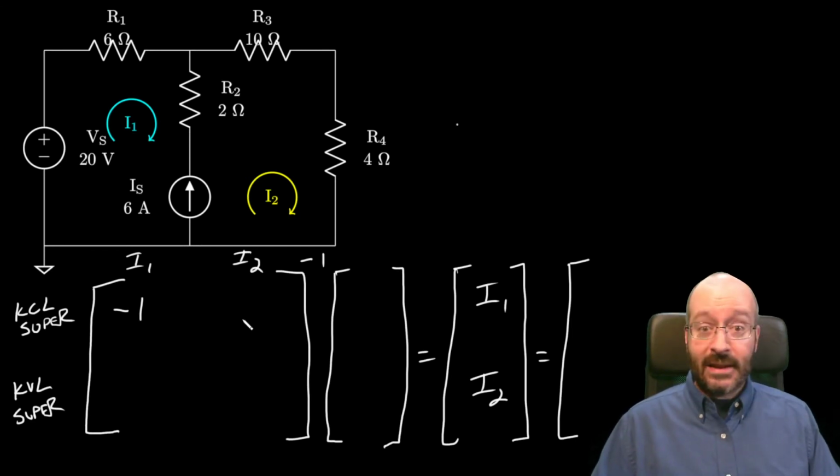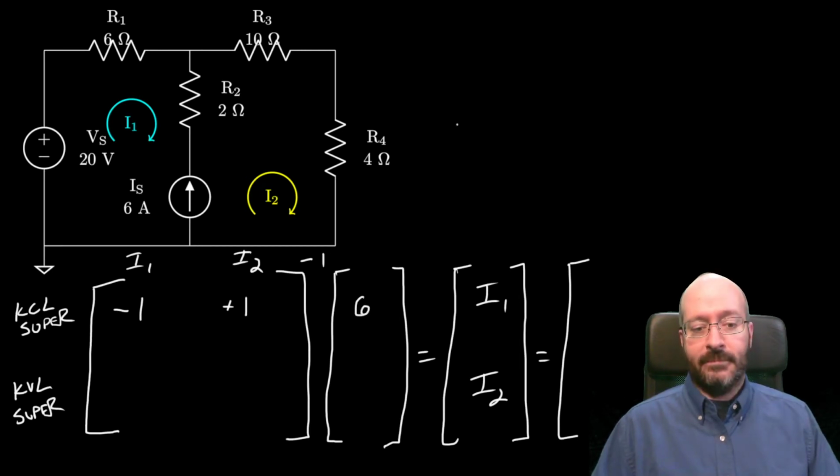And then we move on to the next one. Does I2 touch that current supply? Sure does. So it's going to be a 1. And then does it flow in the same or opposite direction? It flows in the same direction in this case, so it's positive. I'll even put the positive in there just to be explicit about it. The right-hand side for this equation is whatever's labeled here, and it happens to be 6.